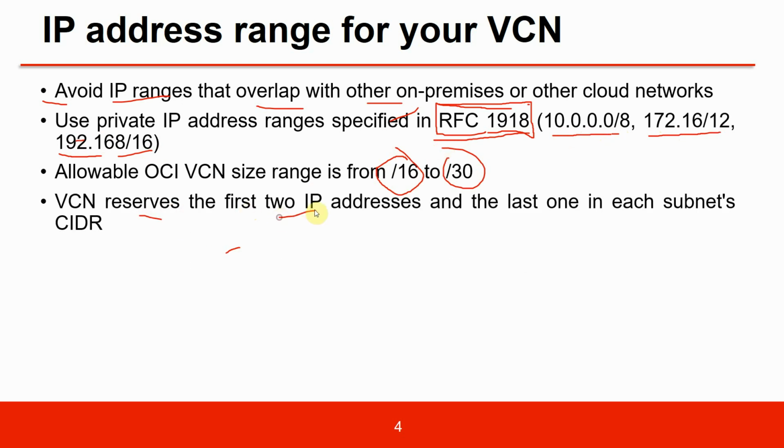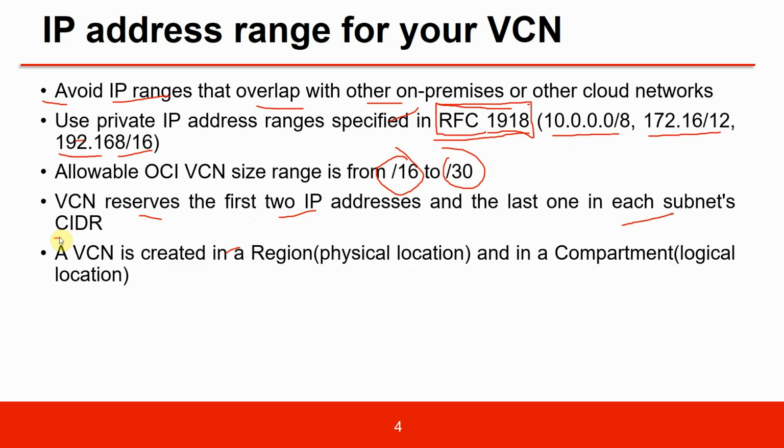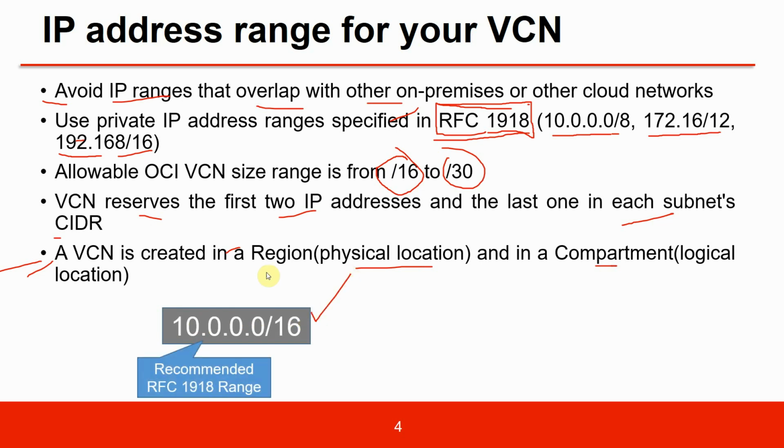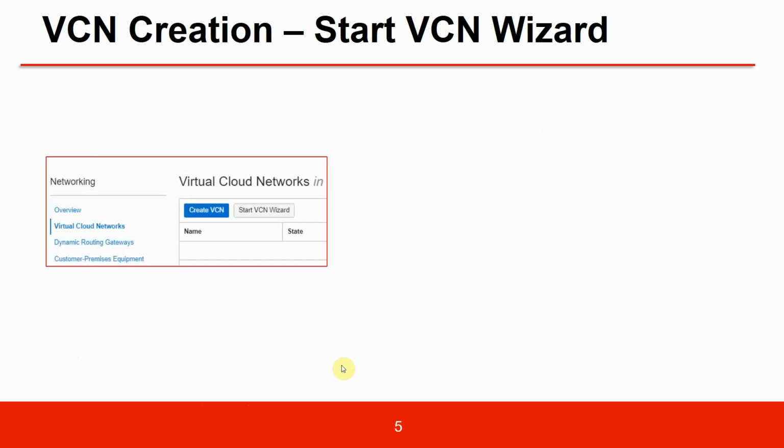A VCN reserves the first two IP addresses and the last one in each subnet CIDR block. A VCN is created in a region, that is a physical location, and in a compartment, that is a logical location in OCI. 10.0.0.0/16 is the recommended RFC 1918 range when you create this, and this gives you size /16, which gives you 65,536 IP addresses. This is what I have demonstrated.